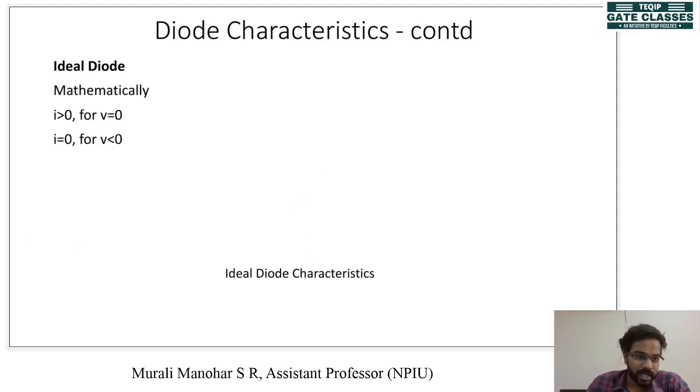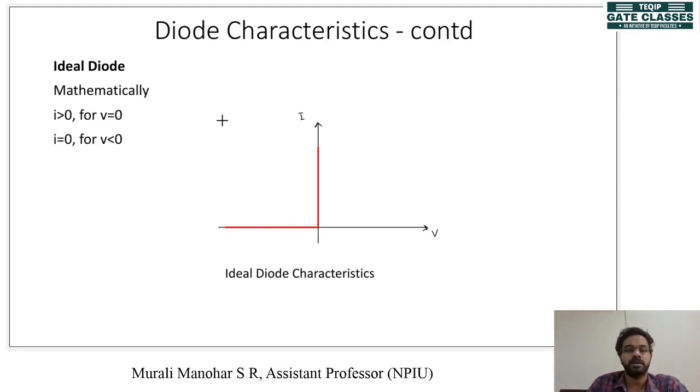So the characteristics of an ideal diode looks like this. We have I on the y axis and V on the x axis. When we give even an infinitesimally small positive voltage, that is, even if we give 0 voltage, there is a huge sudden increase in current. And even if we give very high negative voltage, there is no current. This becomes the characteristics of an ideal diode.